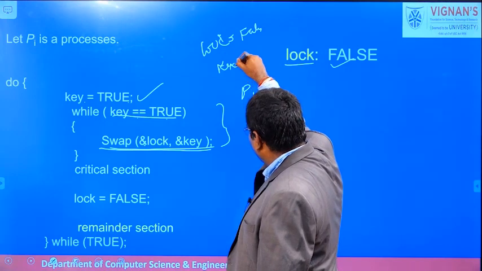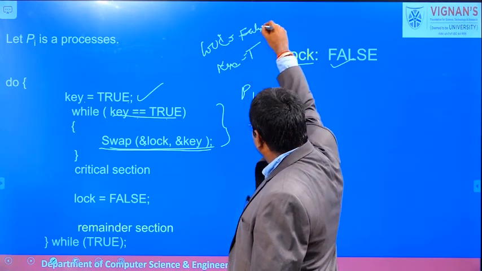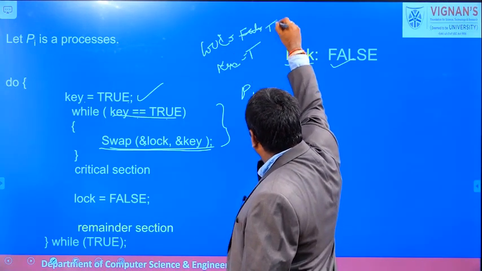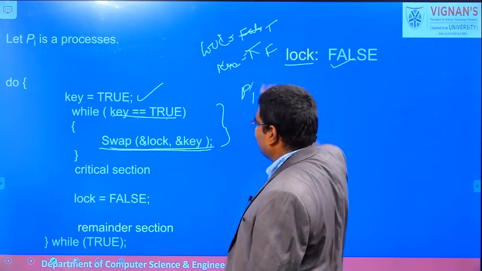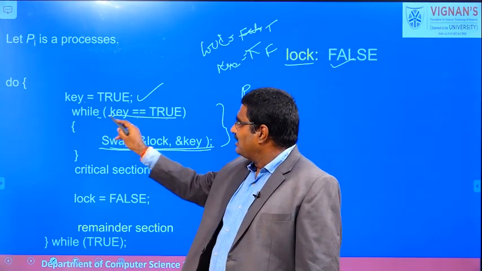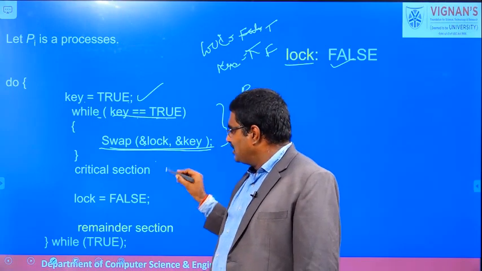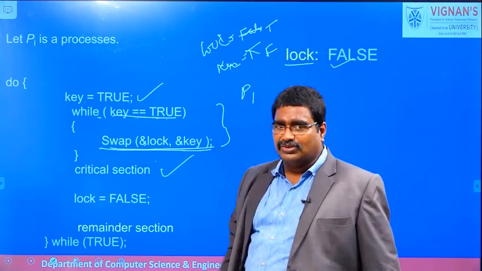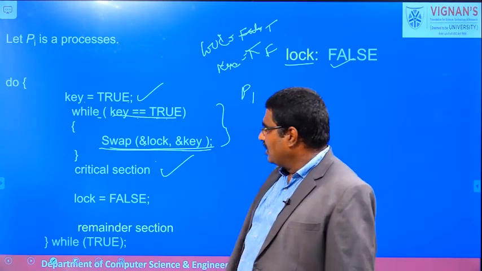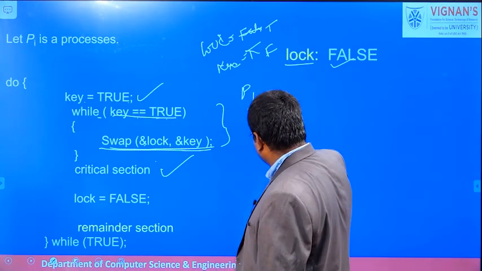Initially key is true and lock is false, so these are swapped: lock becomes true and key becomes false. While key is equal to true, since key's value is now false, the loop terminates and P1 enters the critical section. Now P1 is already in the critical section.